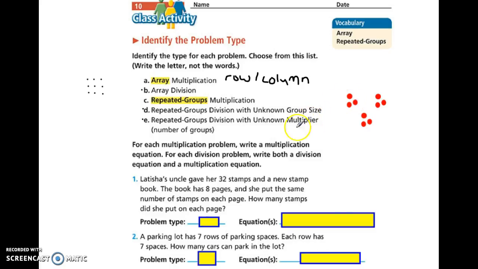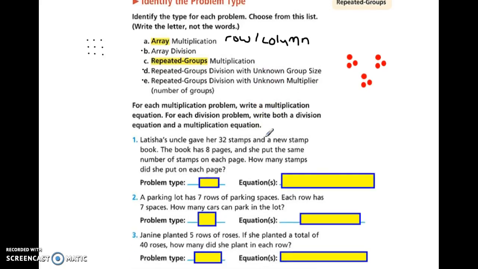And E is repeated group division with unknown multiplier, the number of groups. So it's division, and I know the pieces in each group, but I don't know how many groups I have. Okay, so we're going to read each problem, work through them together, and try to figure out which one of these types of problems it is as we go to solve it. It says, for each multiplication problem, write a multiplication equation. For each division problem, write both a division equation and a multiplication equation.